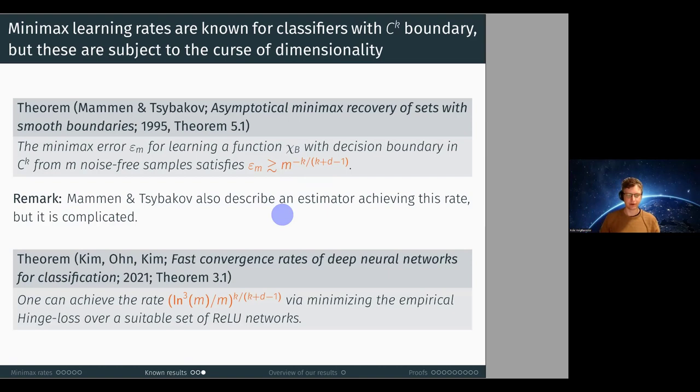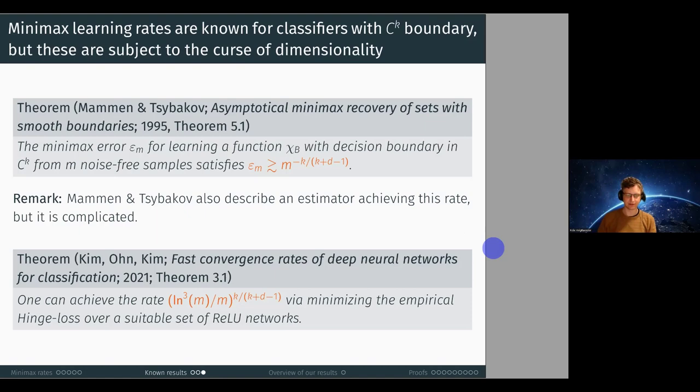In a more recent paper, Kim, Ohn and Kim showed that you can achieve this rate up to a log factor if you do empirical risk minimization with respect to the hinge loss over a suitable class of ReLU neural networks. You see that at least this has some chance of being numerically realizable, because the hinge loss is actually a smooth function, whereas taking the signum function at the end completely destroys any kind of differentiability. These were the results that we knew existed, and we thought, can we do something similar for the class of Barron-regular functions?